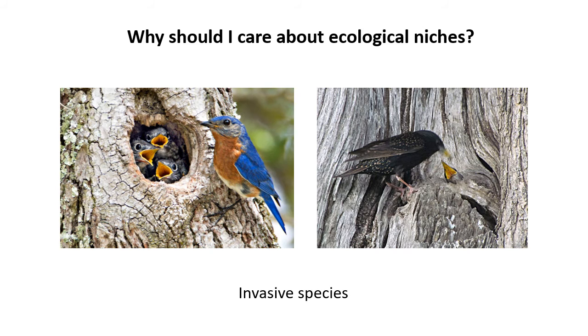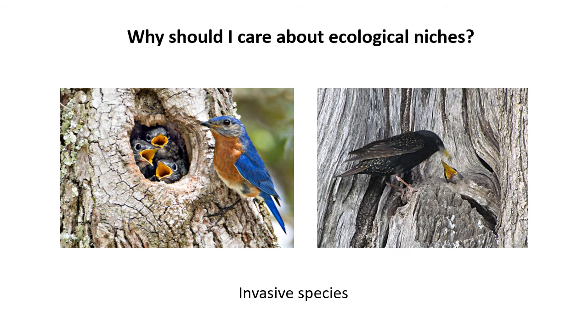Another reason we should care about niches is invasive species, which again further reduces biodiversity. For instance, here on the left, we've got an eastern bluebird. Bluebirds are a native species to North America, and they're cavity nesters. So one component of their niche is that they raise their young in cavities. Now on the right, that's a European starling. Starlings were introduced by humans into North America, and they very rapidly spread across the whole continent.